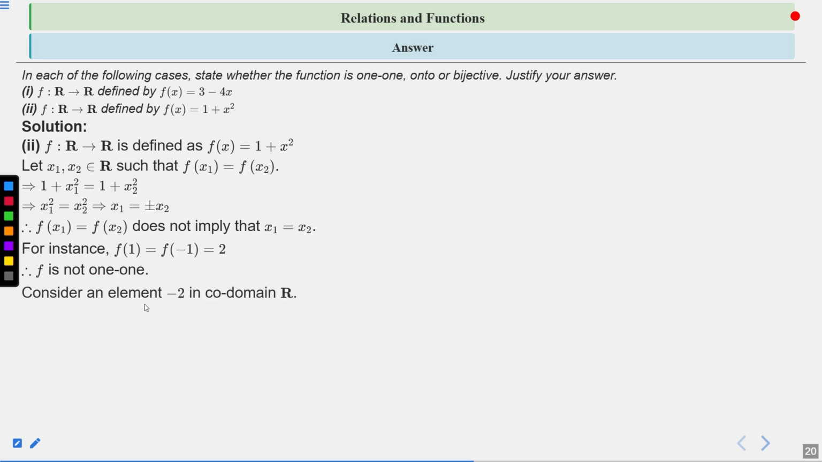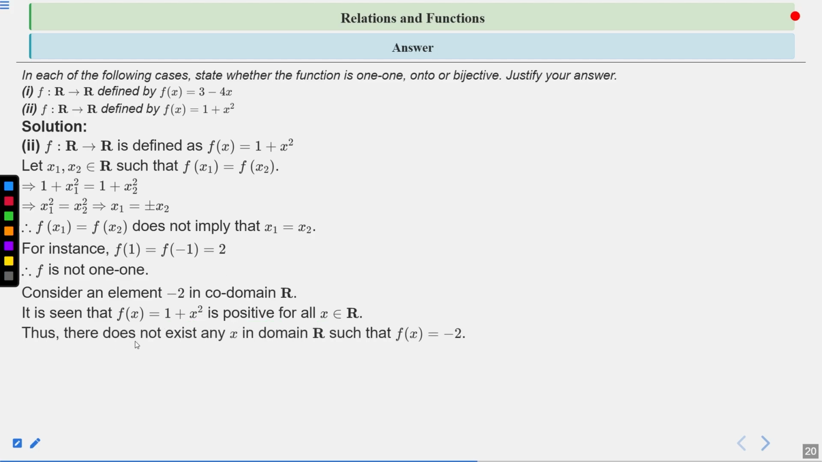Now, consider an element -2 from the codomain set. It is seen that f(x) is 1 plus x squared, which is always positive for every x belonging to the set of reals. Thus, there does not exist any x in the domain set such that f(x) equals -2. Therefore, f is not onto. Hence, f is neither one-one nor onto.